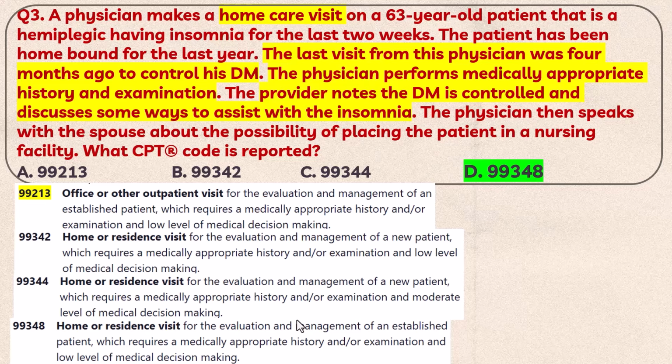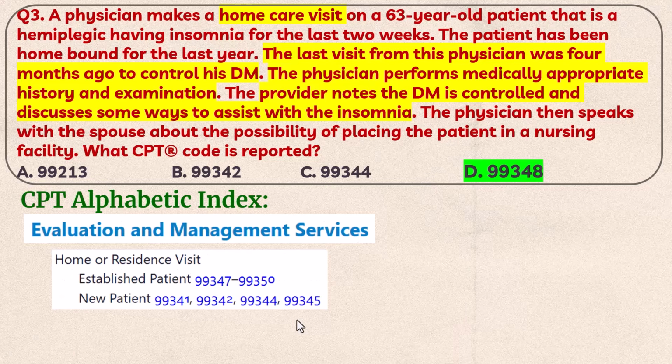If you encounter this case in the real working world, you have to use the alphabetic index. For that, go to the index term evaluation and management services, then go to the subterm home or residence visit, and here it is the established patient. So go to the subcategory of established patient. It will give you the following code series. Again, come back to the tabular list and confirm the answer. Once you confirm, the correct code will be 99348.